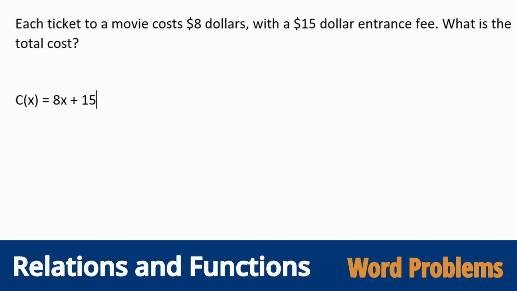Now here's our function. Now say we're going to buy 3 tickets. So we're going to change this x to 3, and we're going to put that in parentheses because it's not 83, it's 8 times 3, and 8 times 3 is 24. Now we're going to add 5 to that, which is 29. So the total cost would be $29.